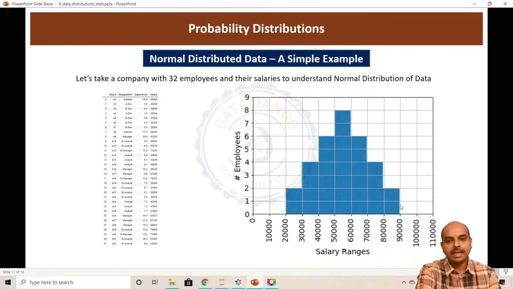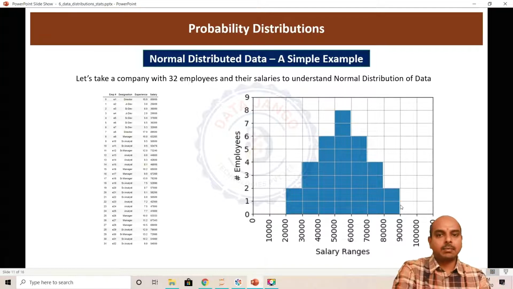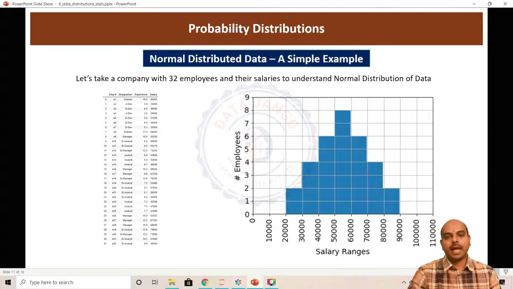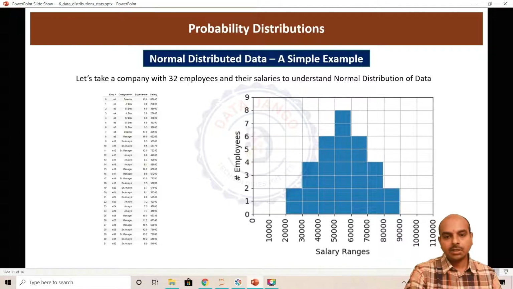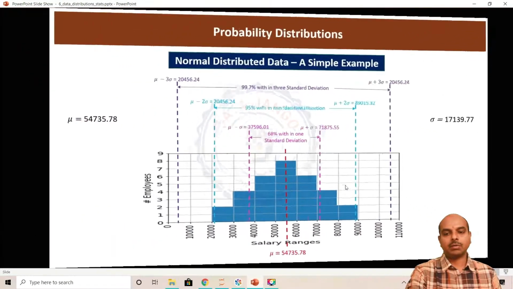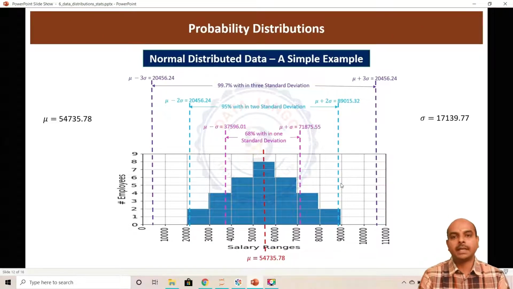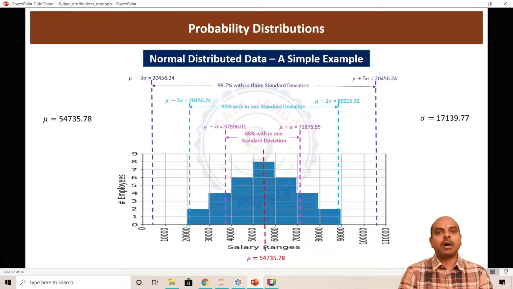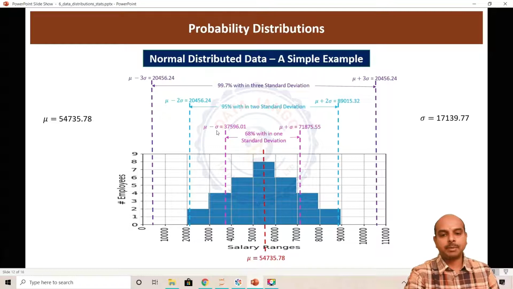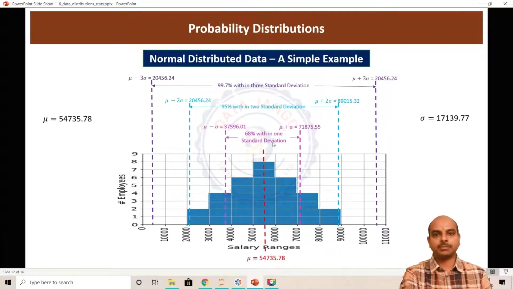So I can say the employee salaries data is normally distributed. What is the advantage or use of having a data set like this? I said 68% of the data is going to be within one standard deviation. So out of all the 32 employees, 68% of the employees, around 20 people, their salary is going to be within one standard deviation.